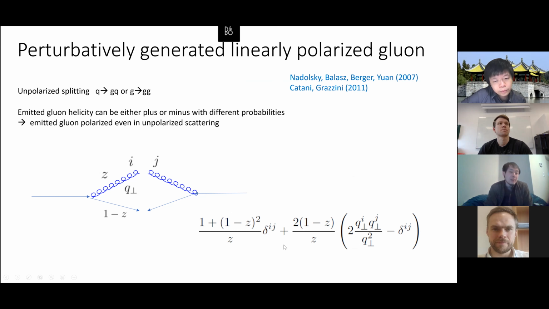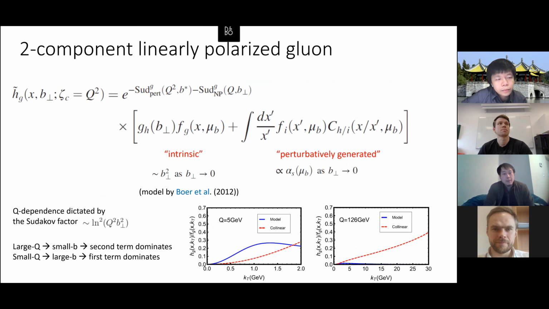And the reason for that is that this emitted gluon is actually polarized, because the spin of this gluon can be both plus and minus, right? So in that sense, this emitted gluon is polarized, and you usually don't realize that because you sum over i and j. But if you don't do that, then you get this. And so it's crucial to have a transverse momentum k perp to get this new structure, and this is how you can generate perturbatively the linearly polarized distribution function. So you have to consider that.